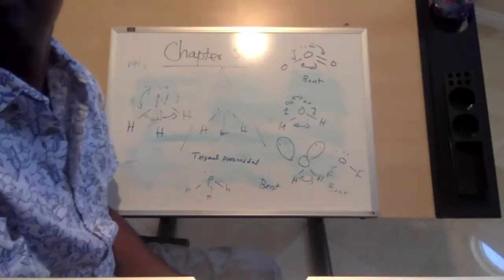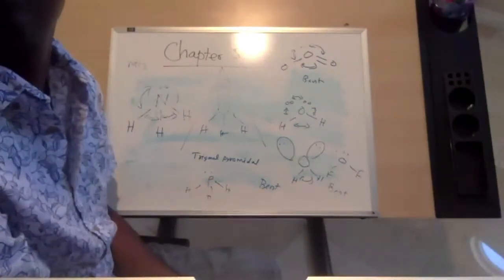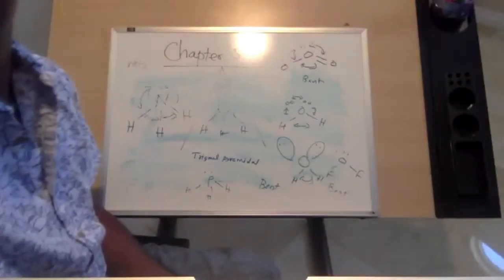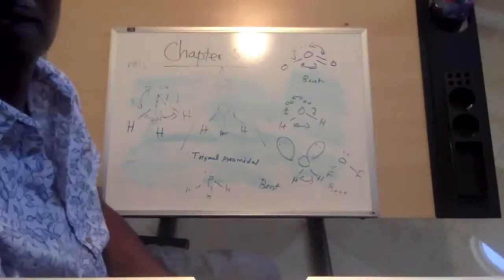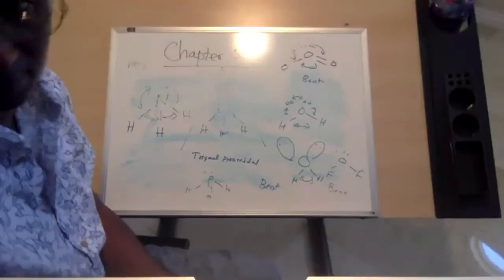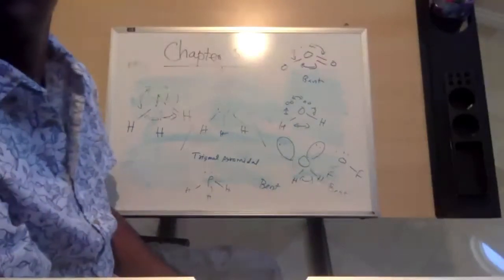Yes, trigonal pyramidal: 3 bonding pairs and 1 lone pair. Yes. So trigonal pyramidal geometry has 3 bonding pairs of electrons and 1 lone pair of electrons. Yes, that's correct. Okay.